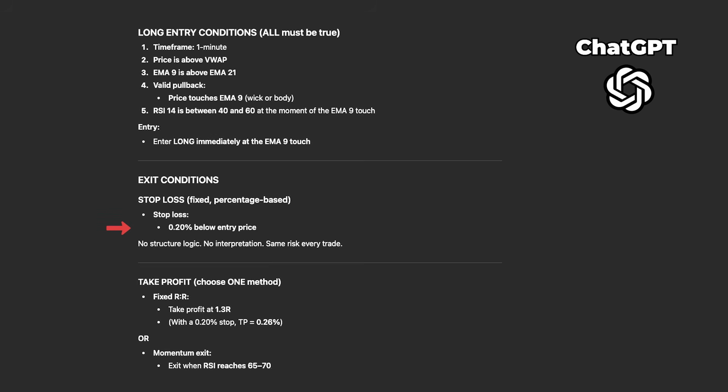For the exit conditions, the stop loss is 0.2% and the take profit is 0.26%. Or we exit when the RSI reaches 65 to 70. Let's just say 65. Probably our most complex strategy so far, but let's head to the chart and see how it looks live, and then we'll test it in the simulation.